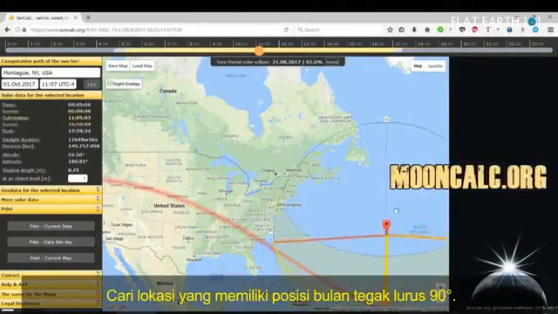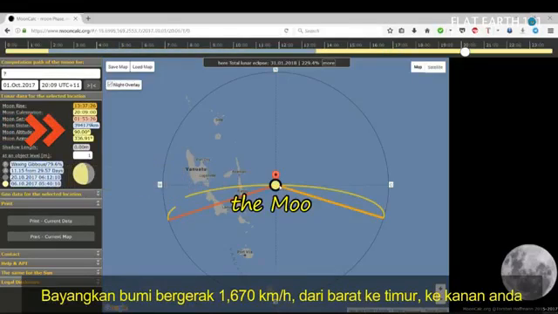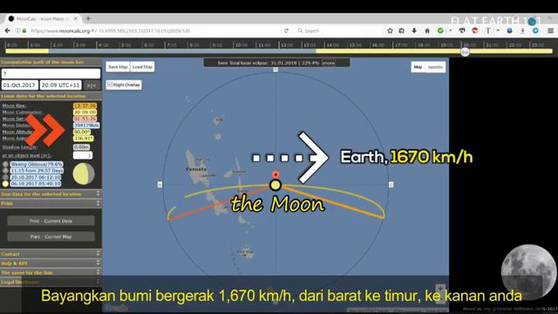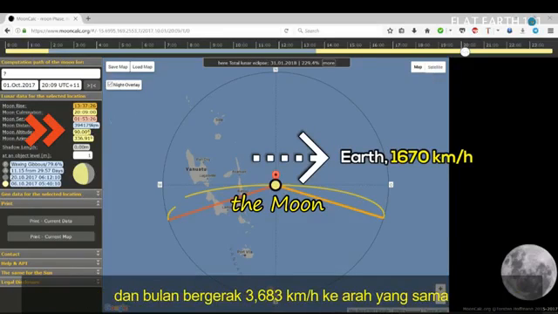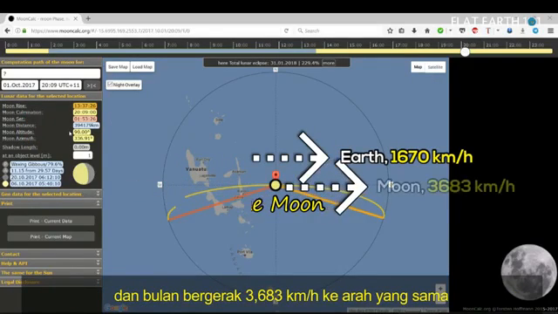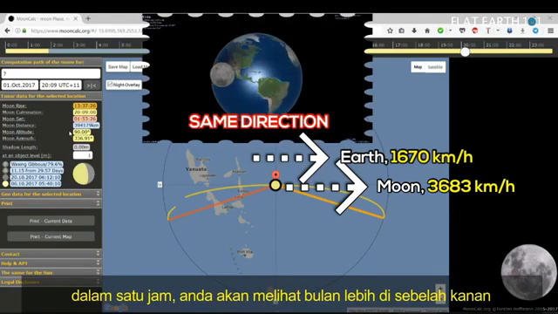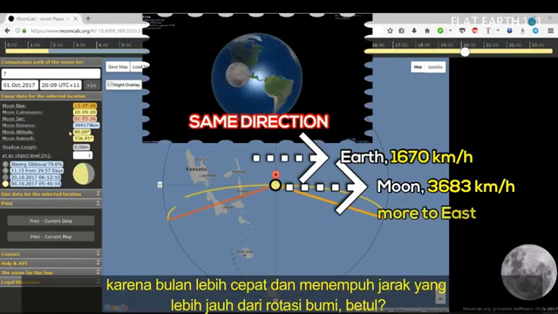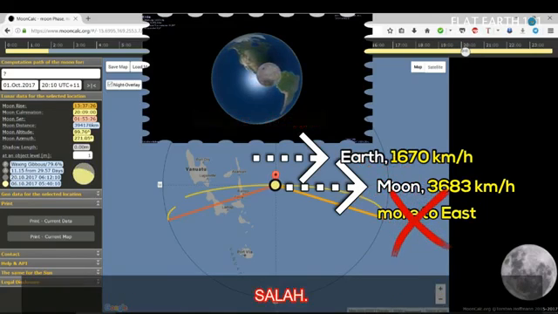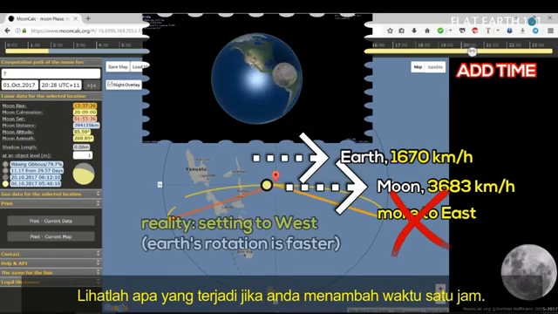Find a place that has a 90-degree elevation of the moon. Imagine the Earth is moving 1,670 km per hour, west to east to your right, and the moon is moving 3,683 km per hour in the same direction. Within 1 hour, you would see the moon is more to your right, because it's faster and travels more distance than the Earth, right? Wrong! See what happens if you add time for 1 hour.